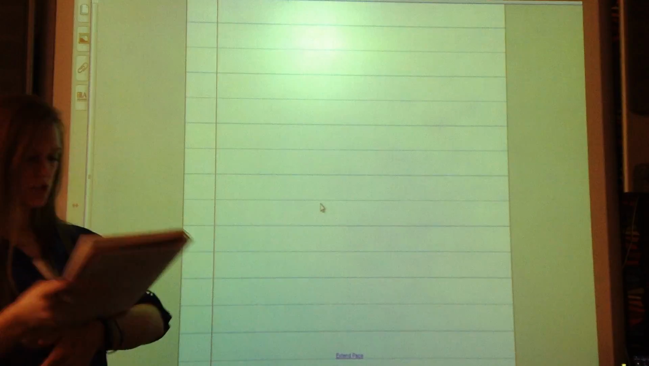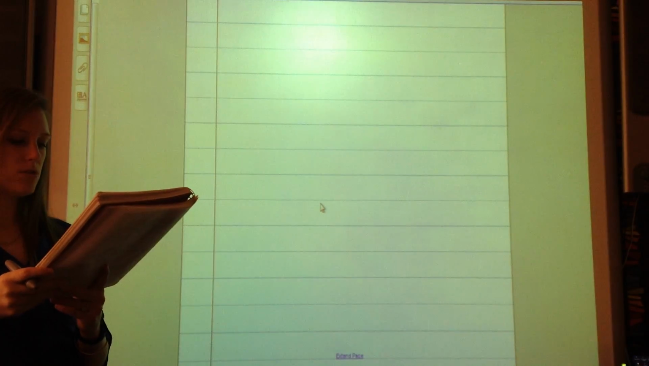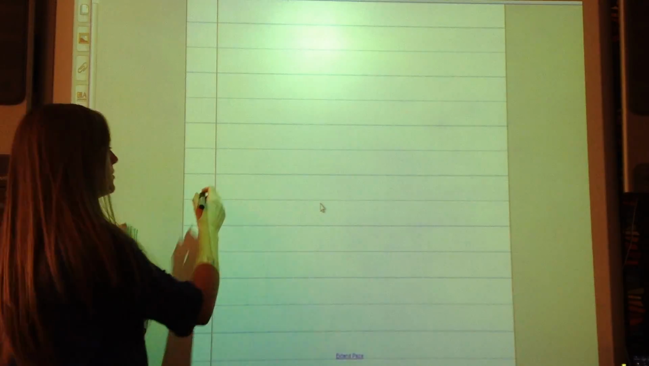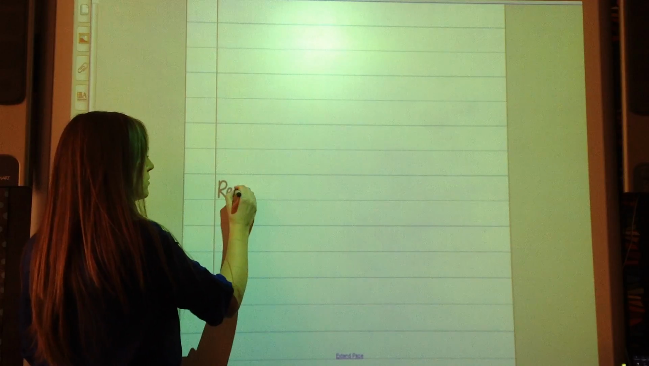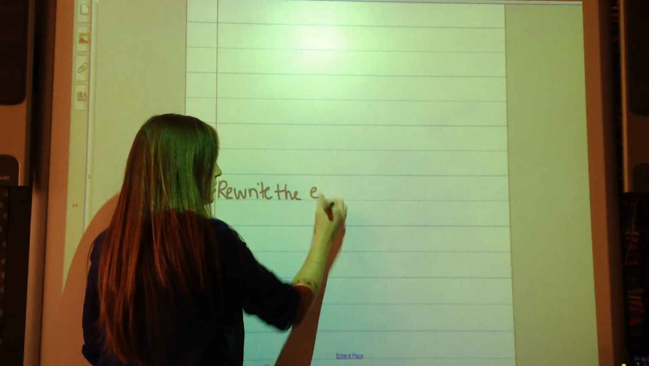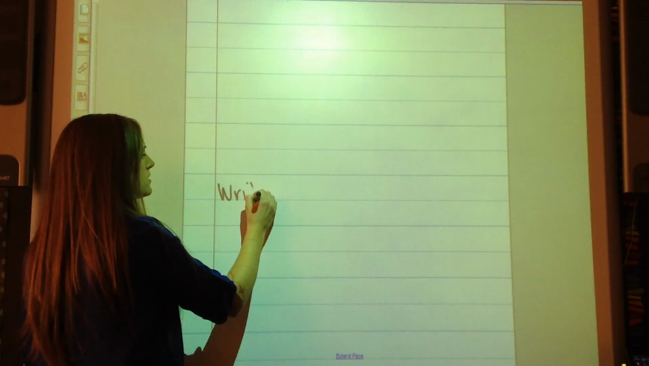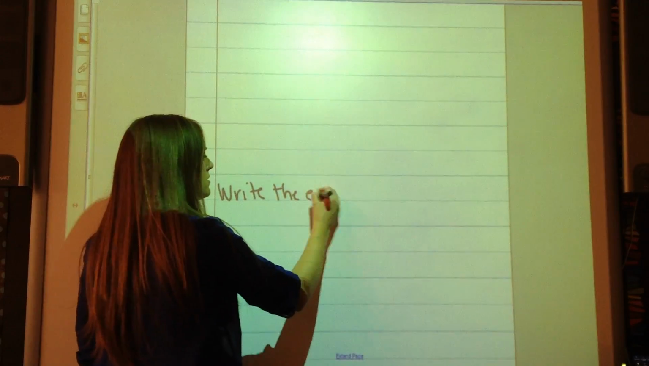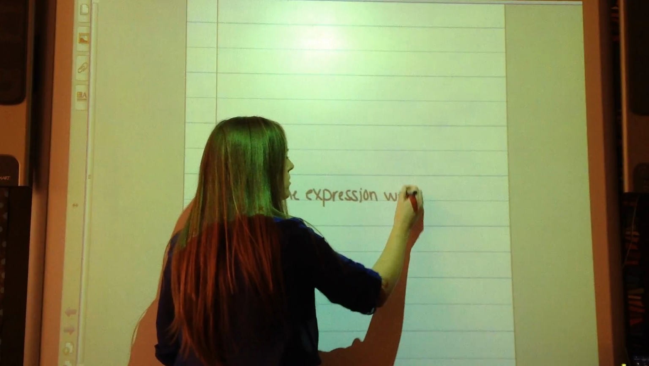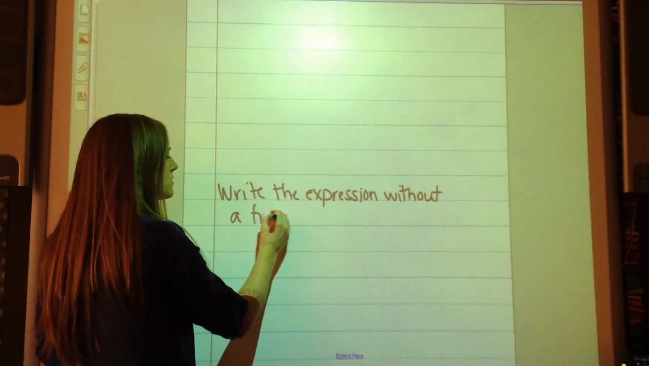Here are your instructions for the next section. It says, rewrite the expression without using a fraction bar. I'm just going to say write. Rewrite is a weird word. Let's say write the expression without a fraction bar.